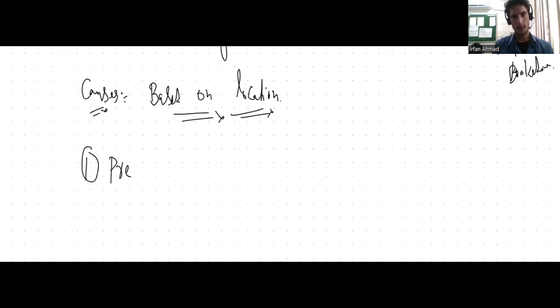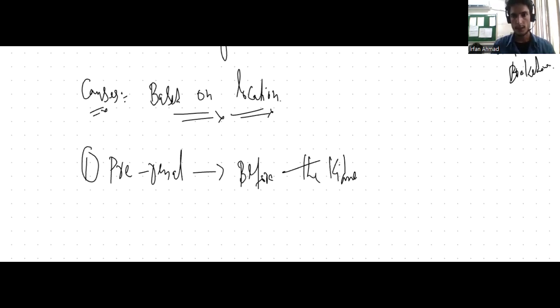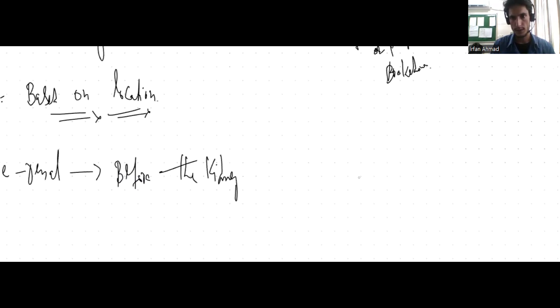The first one is pre-renal. What does it mean? Pre-renal means before the kidneys. Let me show you a diagram, and this is our kidneys.